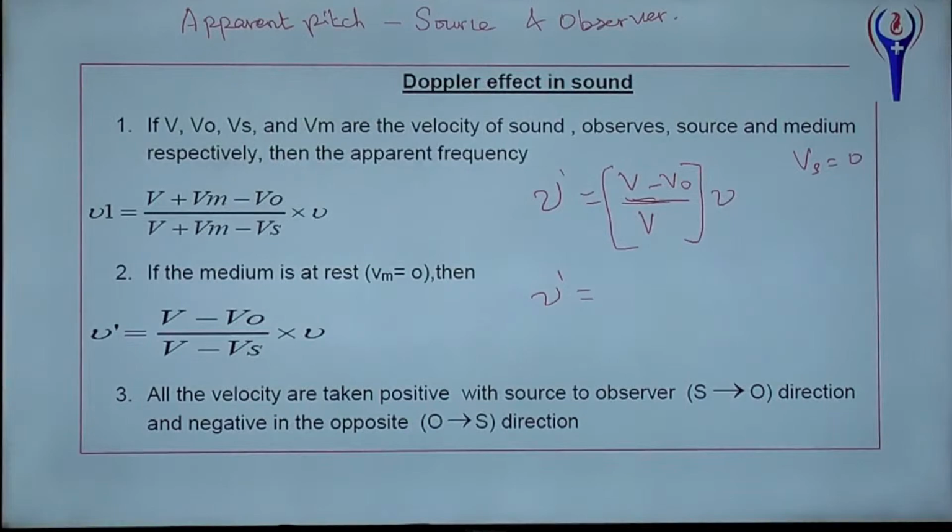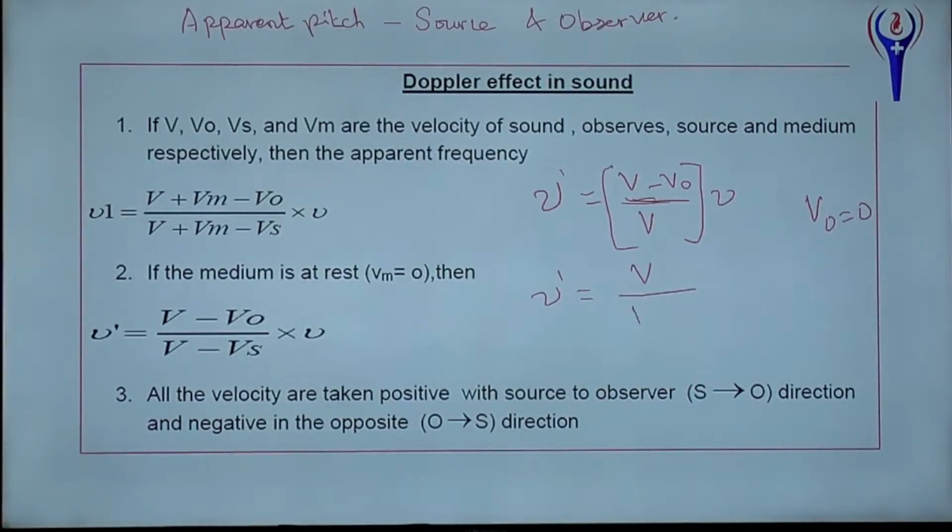Understand? So now the source is at rest and the observer is in motion. The first one is moving towards the source. The second one is moving away from the source. Both formulas we discussed. Then, now the observer is at rest. We are at rest, and so in the top Vo will be 0.